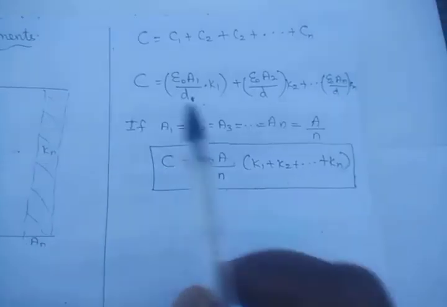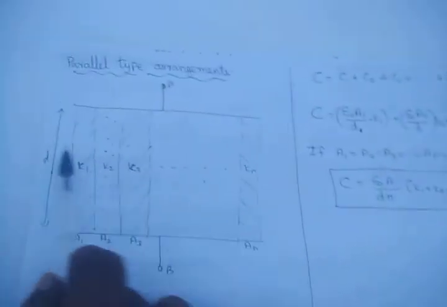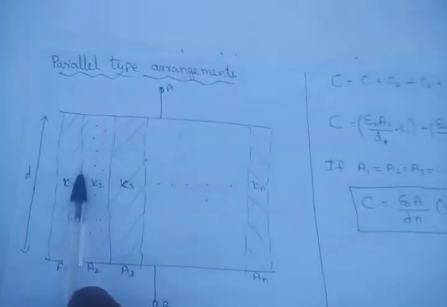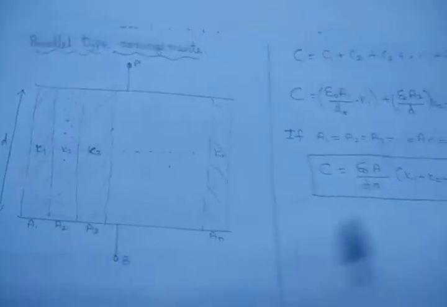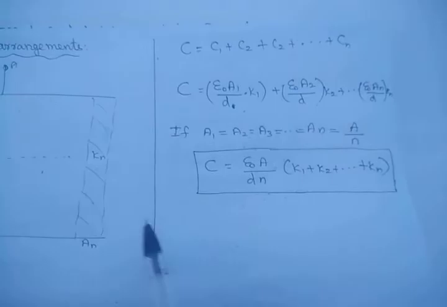So this is the change in capacitance of the parallel plate capacitor after the n number of dielectric slabs are arranged in parallel type. So this is a formula. So note down this also.